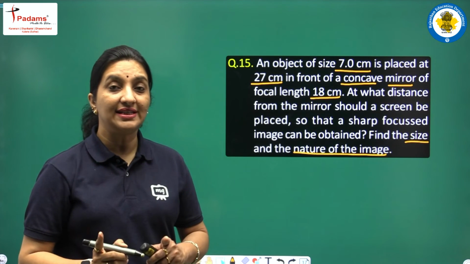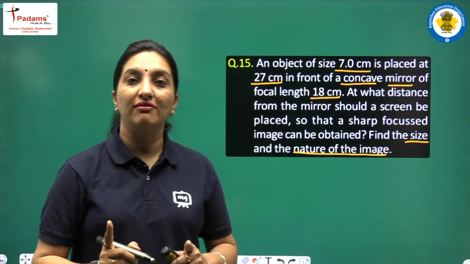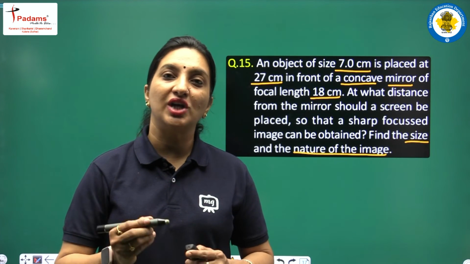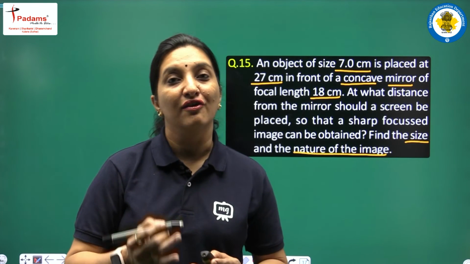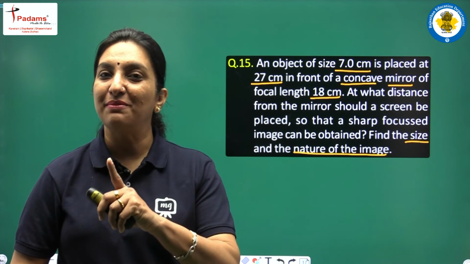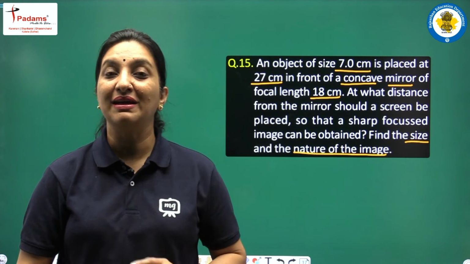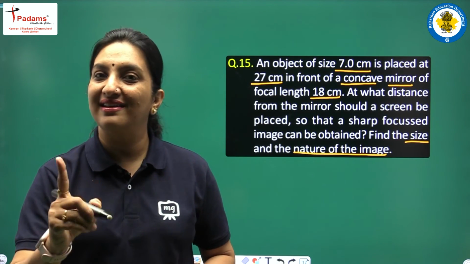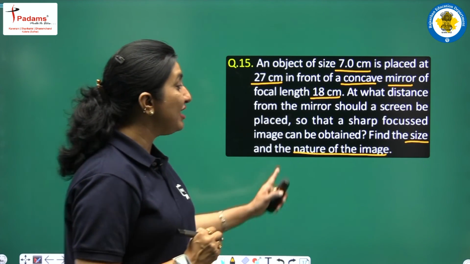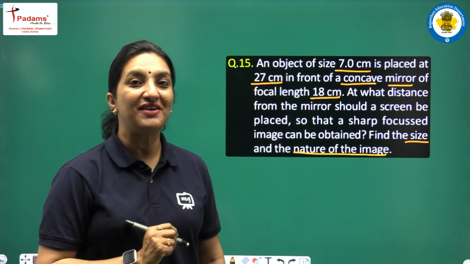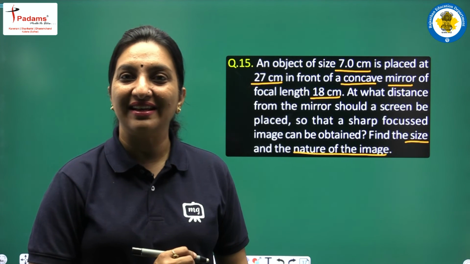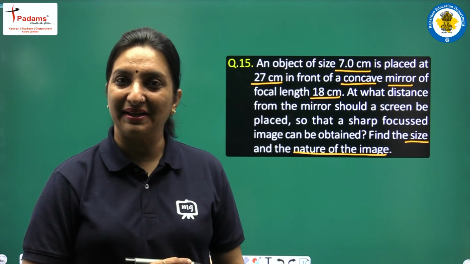So this indicates that we have to calculate the value of the position of the image, because जहां पर इमेज बनेगी वहीं पर तो स्क्रीन प्लेस की जाएगी. And if you remember, if image formation is happening on the screen, that means the image is real, and a real image will be inverted. So the nature of the image we already know theoretically: real and inverted. But to solve the problem, we have to calculate the values.